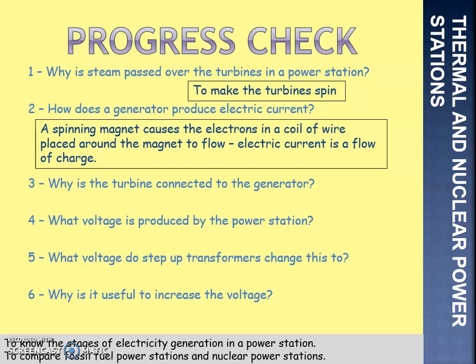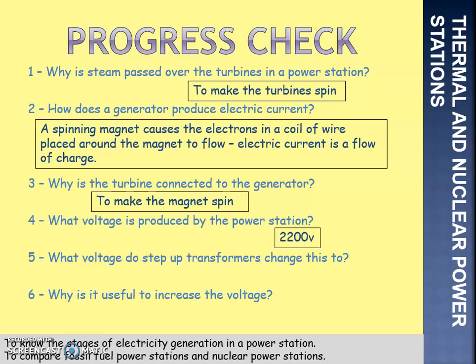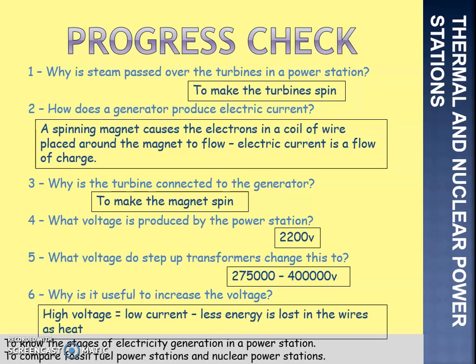Why is the turbine connected to the generator? Because that makes the magnet spin. When the turbine spins, the magnet inside the generator spins. What voltage is produced by the power station? Around 22,000 volts. What voltage do step-up transformers change this to? Anything from 275,000 to 400,000 volts. Why is it useful to increase the voltage? Because a high voltage gives us a low current, and with a low current, less energy is lost in the transmission wires as heat.